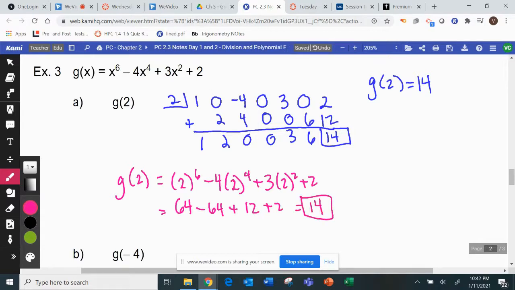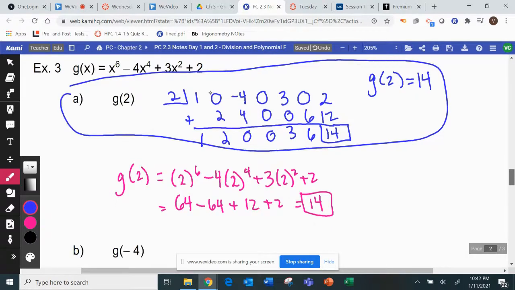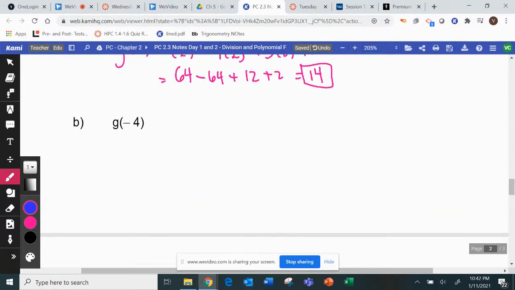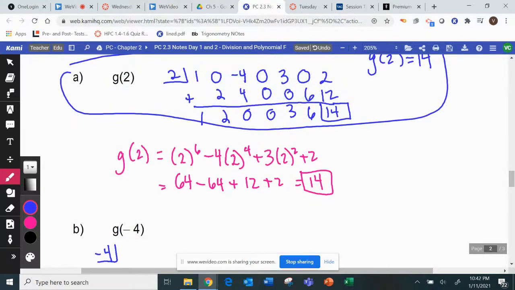But you're going to specifically use this method because this is what you are learning new. Once we're done learning it and you've been assessed on it and you say, yep, I can do it that way, then it doesn't really matter which method you choose. So one more practice with this. Negative 4 would be the box number. I need to copy my values. We had 1, 0, negative 4, 0, 3, 0, 2.